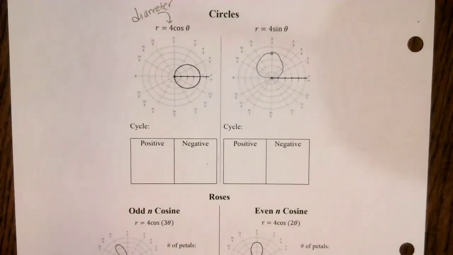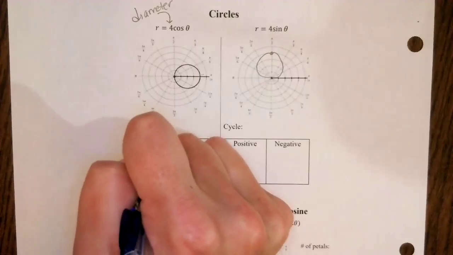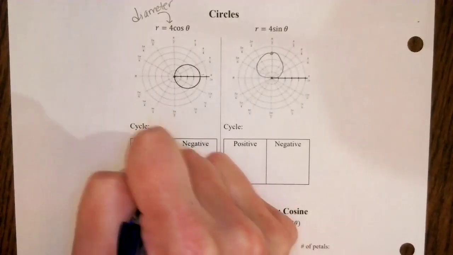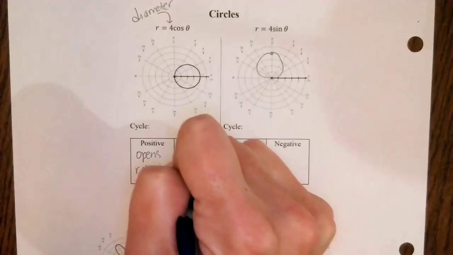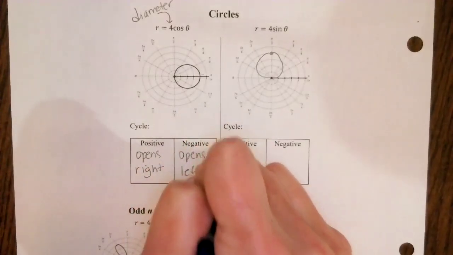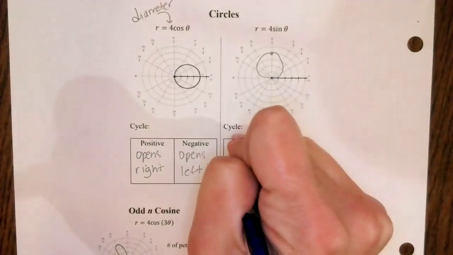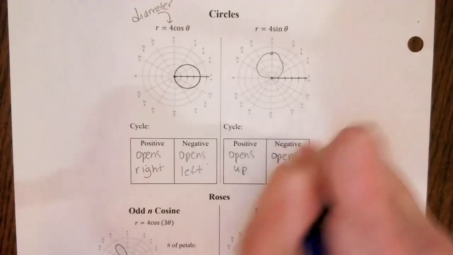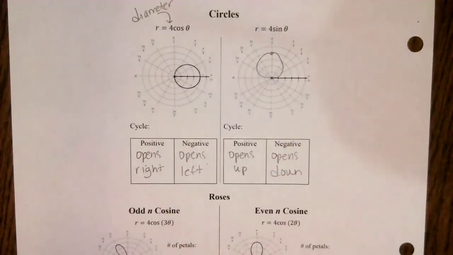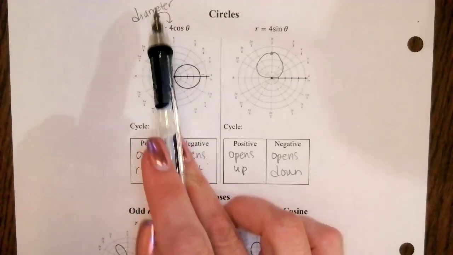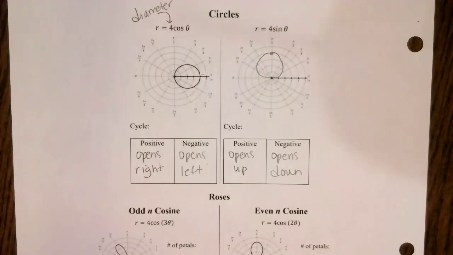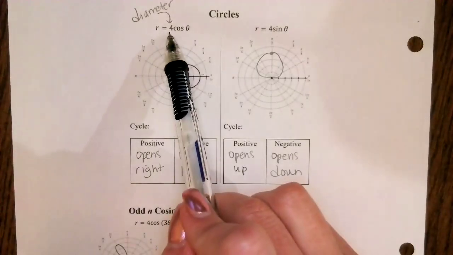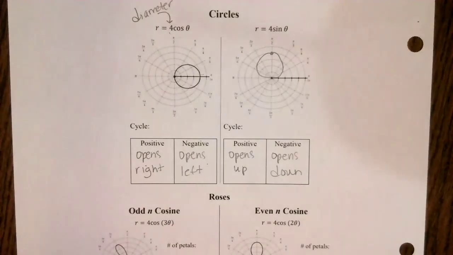All right, so one of the things that we notice is that when it's positive, it opens right for the cosine, and when it's negative, it opens left. And then for the sine, when it's positive, it opens up, and when it's negative, it opens down. So get comfortable looking at that sine and cosine, making sure you understand which direction it's going to open. And then we said this number in the front is a diameter. So when you look at this equation, you should be comfortable knowing it's a circle. You should be comfortable knowing that that's the diameter and which direction it's going to open.